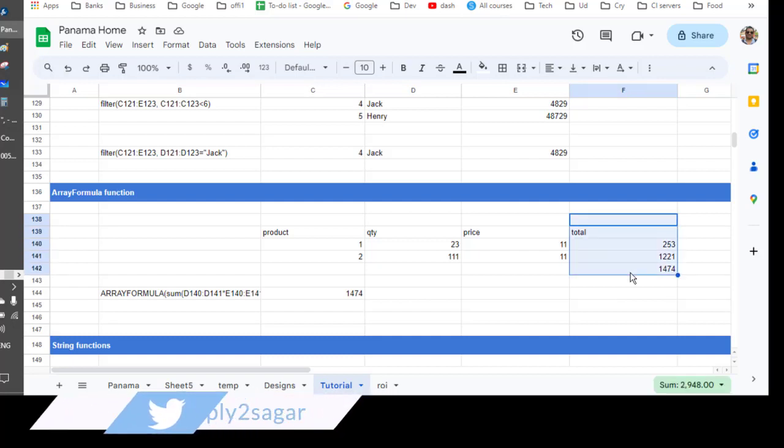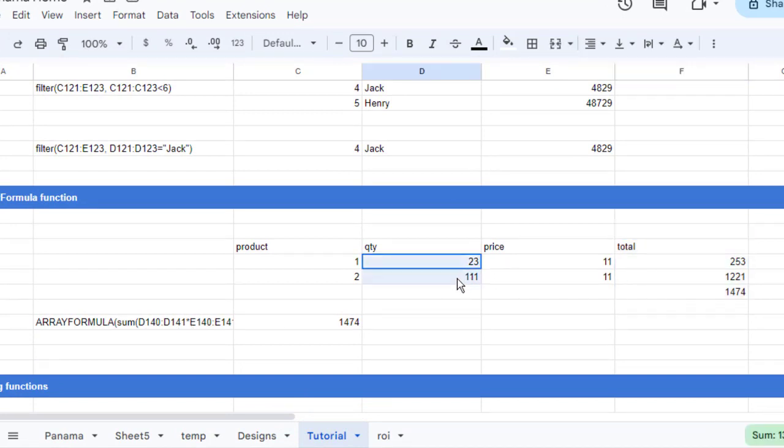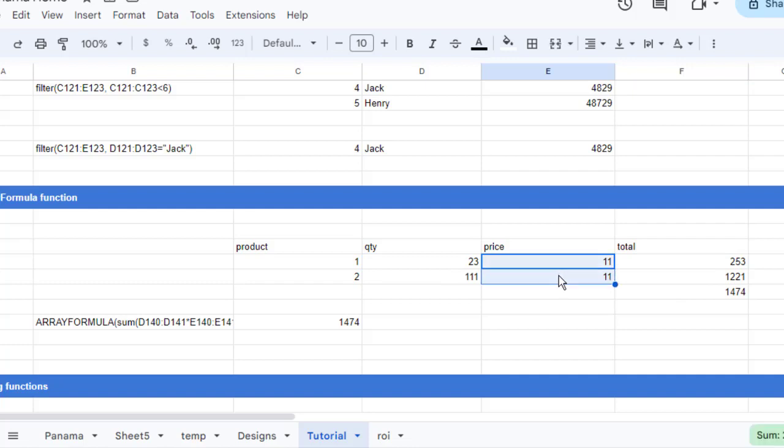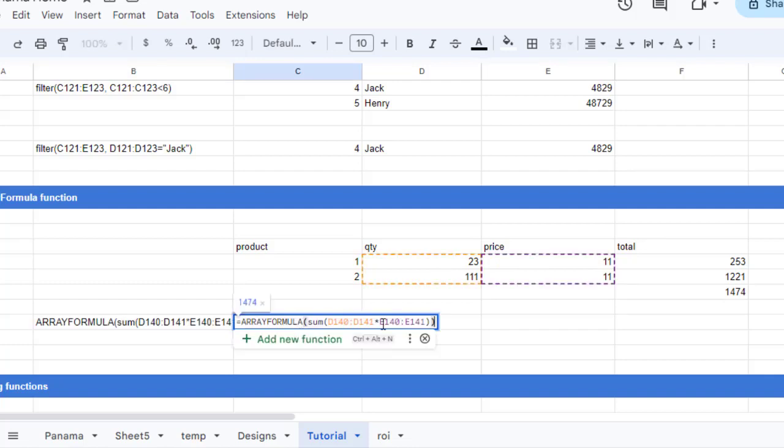Okay, we can directly use array formula. With array formula, you can multiply ranges. For example, here what I want to do is that I want to multiply this range by this range, quantity by price. And that's why I've given here D1400, D141. So this range, and you can see I've used this multiplication operator.